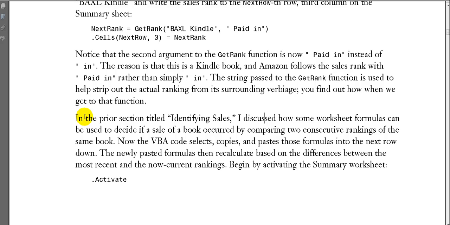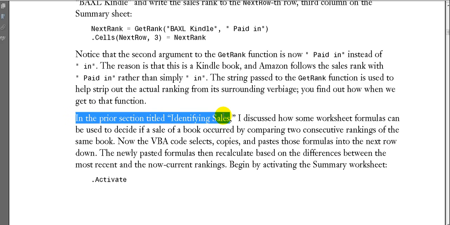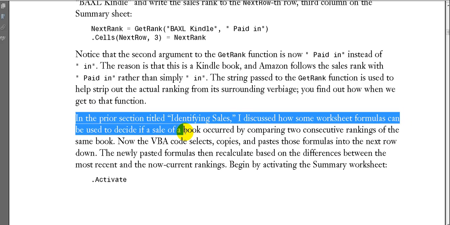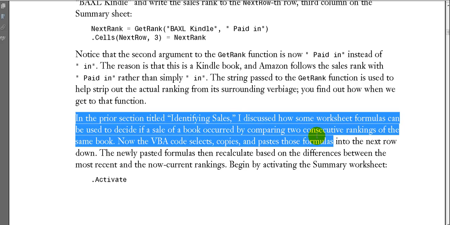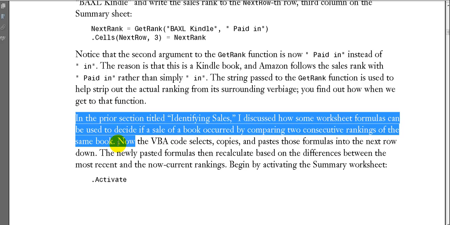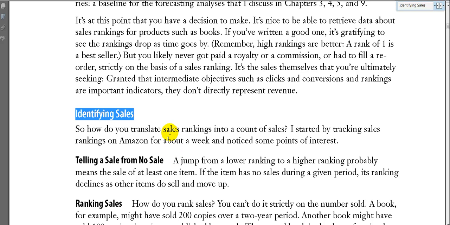Alright, now, he said, in the prior section titled Identifying Sales, I discussed how some worksheet formulas can be used to decide if a sale of a book occurred by comparing two consecutive rankings of the same book. So let's just go back and remember that. So identifying sales, remember this. He said, how do we translate sales ranking into count of sales? Remember we talked about this issue. He doesn't have count of sales. That's what he really wants, but he doesn't have it.